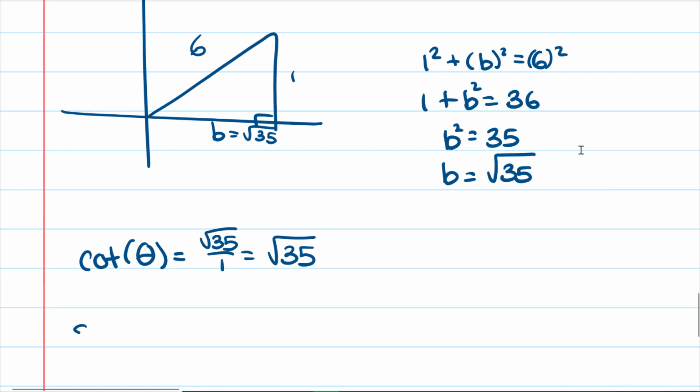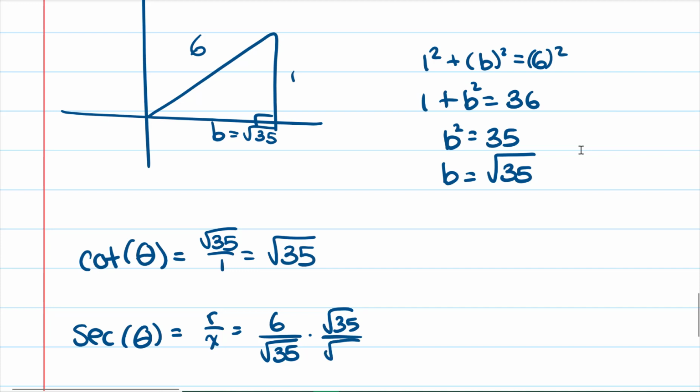And I also want to find secant. So secant is r over x, so it's 6 over the square root of 35. And then you want to go ahead and rationalize that. And you get 6 radical 35 over 35.